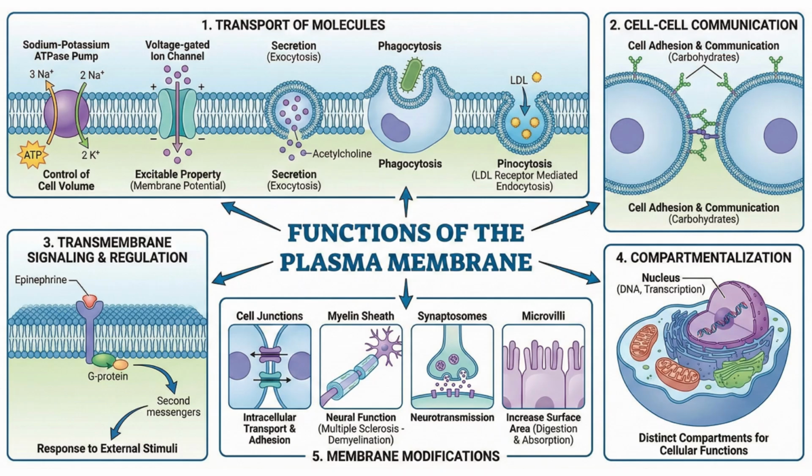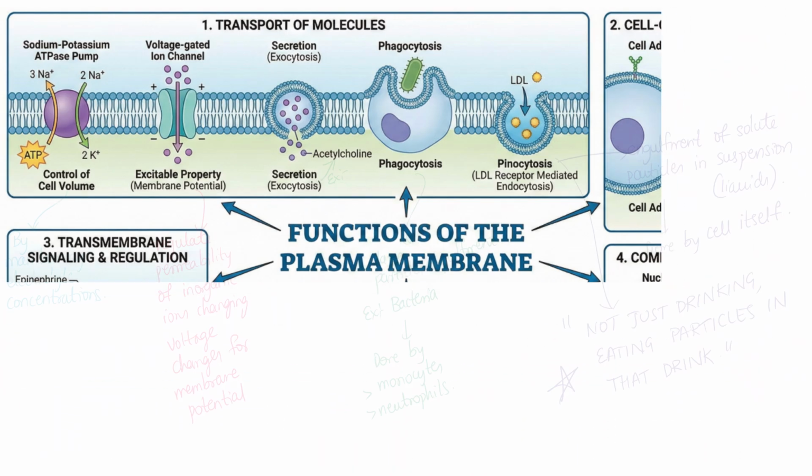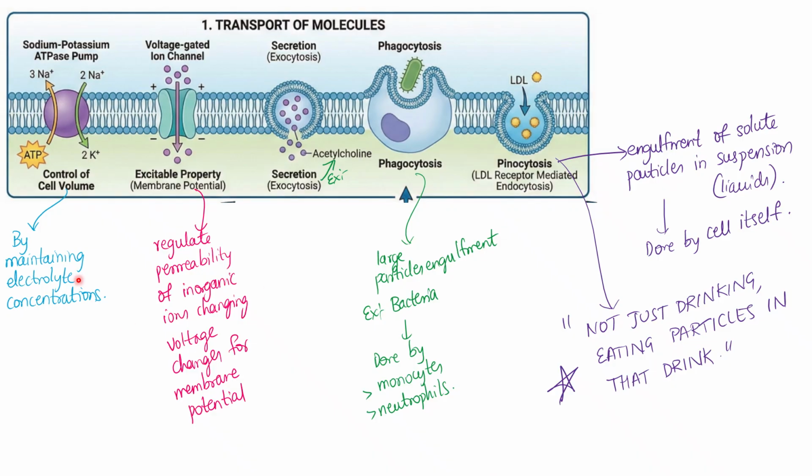The first one is the transport of molecules. By transporting different kinds of molecules, the plasma membrane helps in various functions. The first one is controlling the cell volume by maintaining the electrolyte concentrations, by allowing certain electrolytes to go out and certain to come in. The fluid balance is maintained. Because of that, there is control of the cell size. That is one function due to transport of molecules.